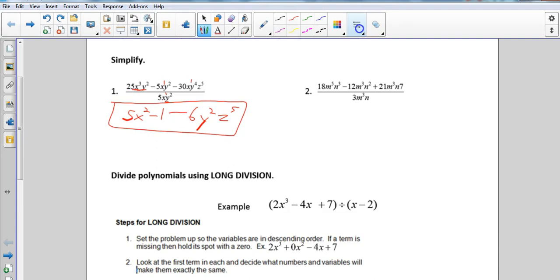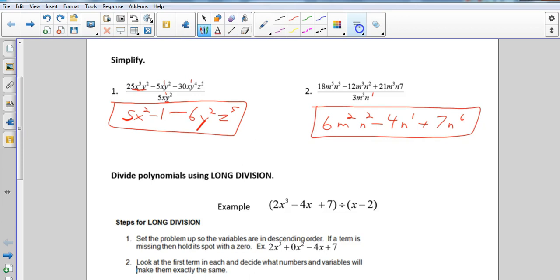We're going to do the same thing here. 18 divided by 3 is 6. M to the fifth over m cubed is m to the second. I have 2 extra m's at the top. N cubed over n to the first, n squared. Minus 12 divided by 3 is 4. M cubes cancel. N squared over n to the first is simply n to the first. We don't have to write the 1. And the last term, 21 divided by 3 is 7. The m cubes cancel. And I end up with n to the 6th. 7 minus 1. Final answer.